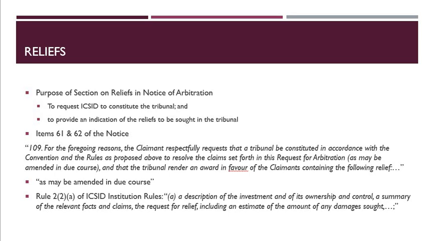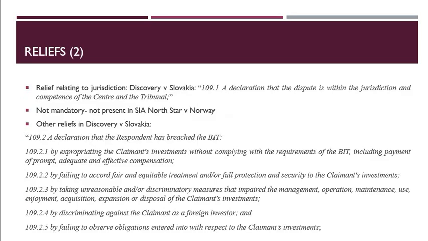Next, the notice lists out the reliefs sought vis-a-vis the claims. The notice is the Discovery versus Slovakia. The first relief sought is a declaration regarding the jurisdiction and competence of ICSID. 109.1. A declaration that the dispute is within the jurisdiction and competence of the center and the tribunal. Note that seeking a relief of this sort is not common in all notices. For instance, the notice in SIA North Star versus Norway does not contain such a relief.